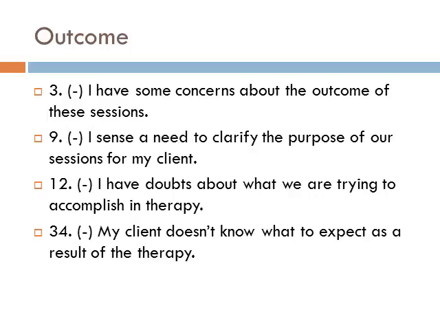Item 12 is focused on the feelings of the therapist from both a self-perspective and the perspective of the client. On the client form, this item is, my therapist does not understand what I am trying to accomplish in therapy. Item 34 is about the therapist's perception of the client's expectations and the client's self-perception of expectations. On the client form, this item is, I don't know what to expect as a result of my therapy.